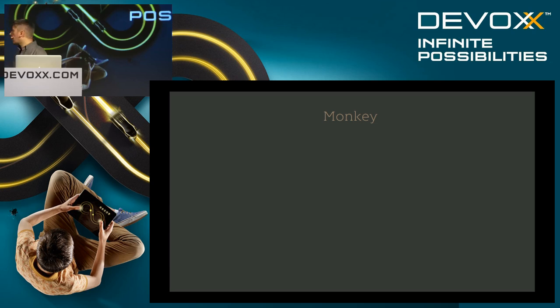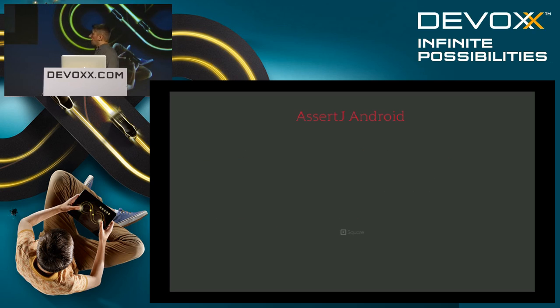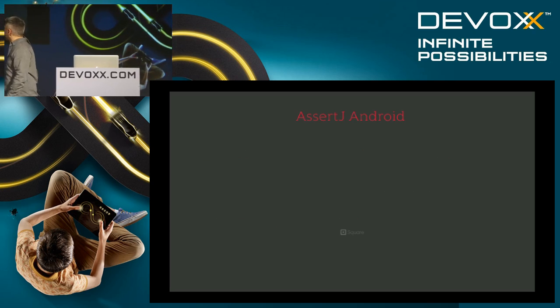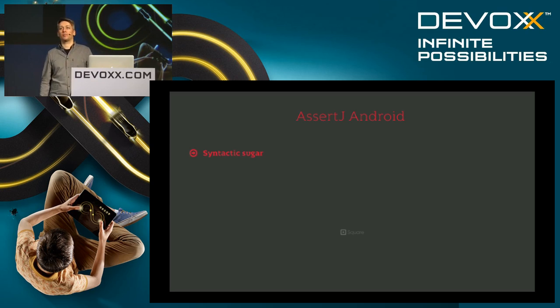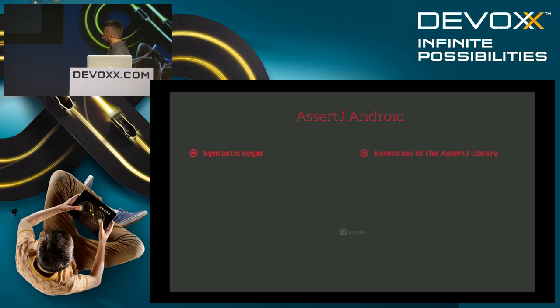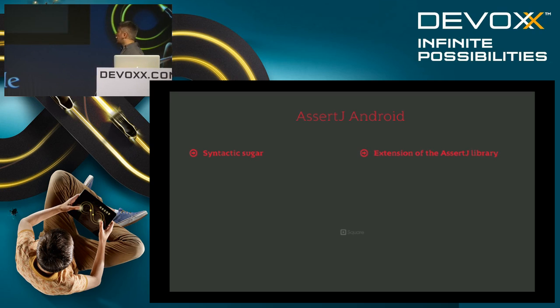Now, that was it for the Monkey. Another tool, a friend already hinted at it, AssertJ Android. Again, another library you can use to have a little bit more readable tests. Really syntactic sugar, but it's really helpful. It's an extension of the AssertJ library, which is plain Java, and this is really an extension to make it super useful for Android development. So it's a fluent syntax to make assertions.